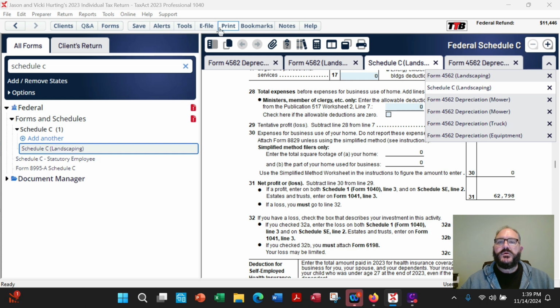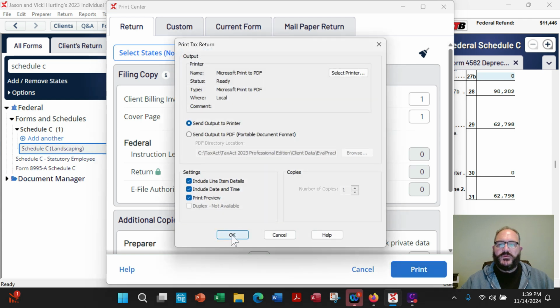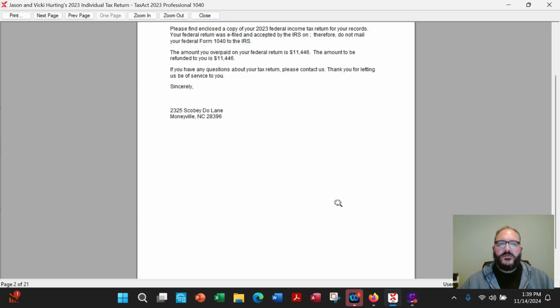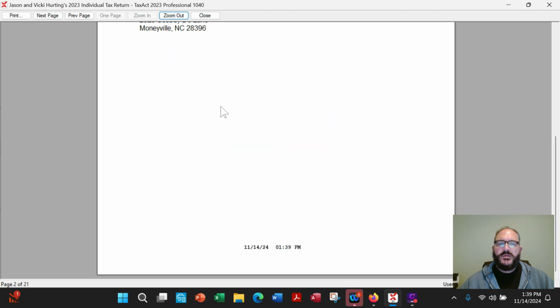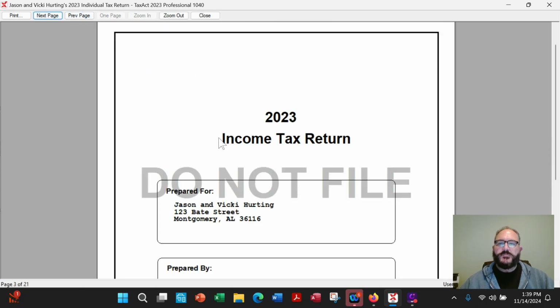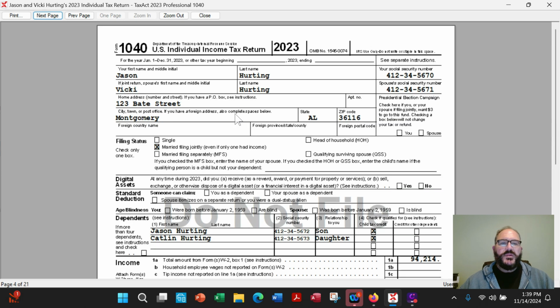Okay, so I'm going to tell it to print. Okay, and here's what I want to show you. Let me make it a little bit bigger here. Zoom in. Okay, so anyway, the next page, again, it's prepared for there. Notice there's my address, Scooby-Doo Lane. Didn't put my name in there for some reason, but I don't know why. Anyway, we'll go to the next page here.